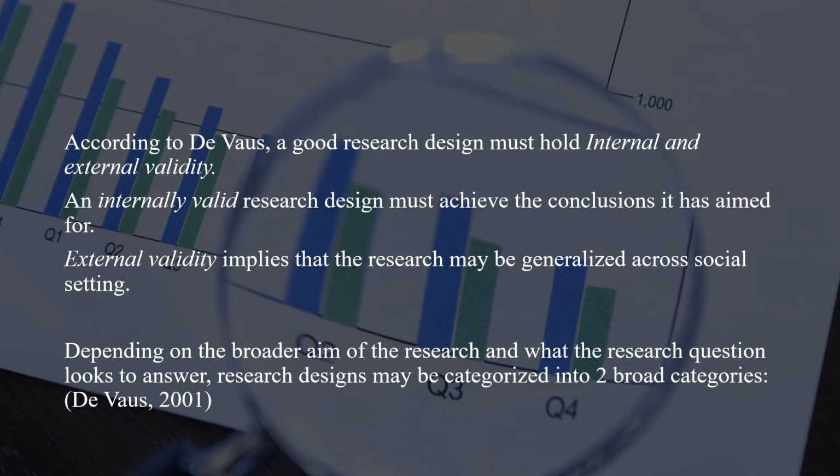According to DeVos, a good research design must hold internal and external validity. An internally valid research design must achieve the conclusions it has aimed for. External validity implies that the research may be generalized across social settings. Depending on the broader aim of the research and what the research question looks to answer, research designs may be categorized into two broad categories.